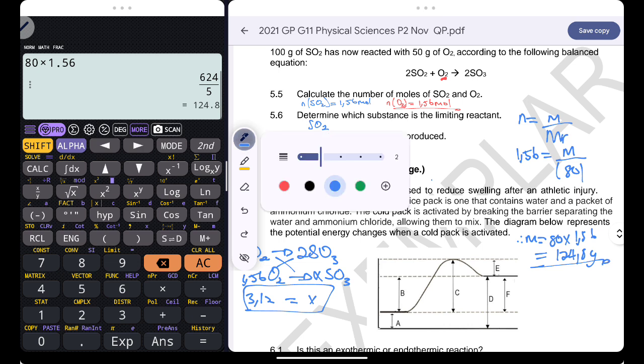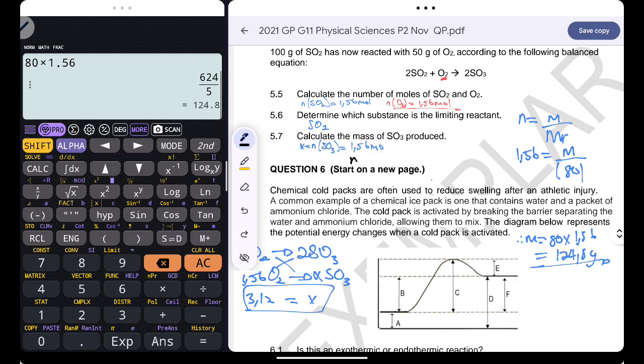So the mass of sulfur trioxide which is produced is 124.8 grams. We're just going to focus on the quantitative aspects of chemical change for now, and then we'll obviously move to the other topics.